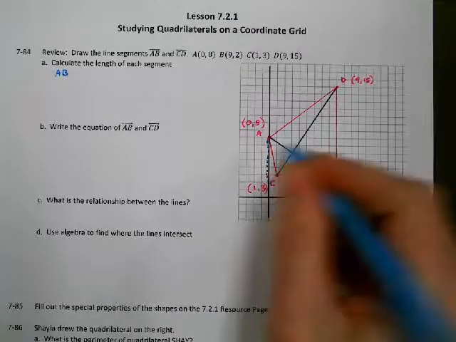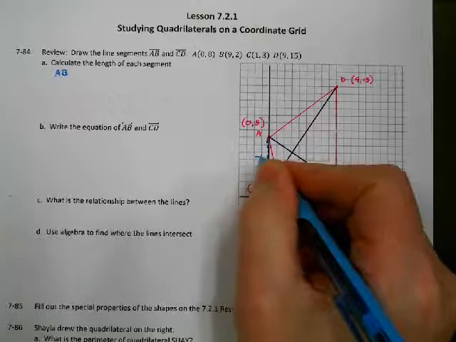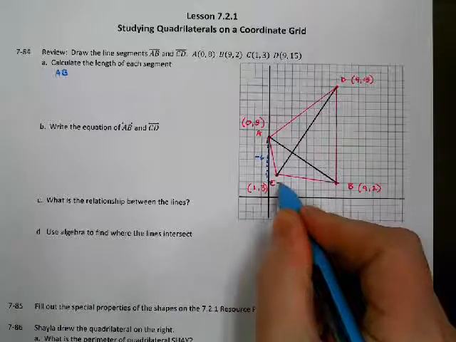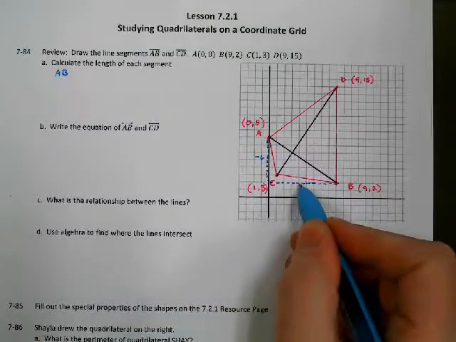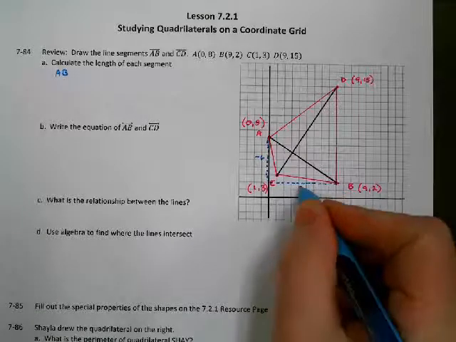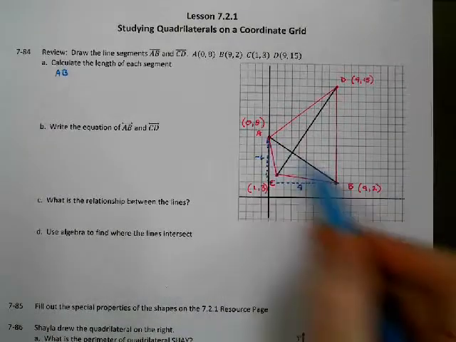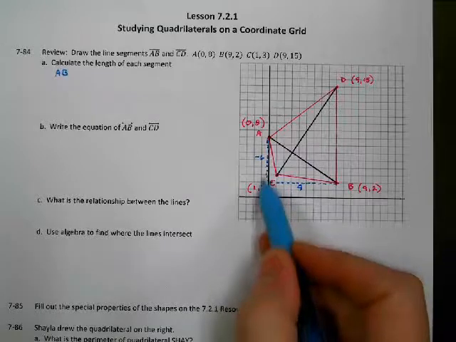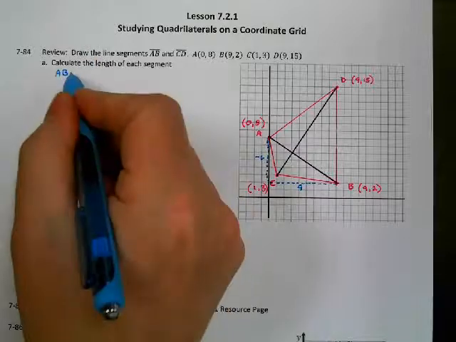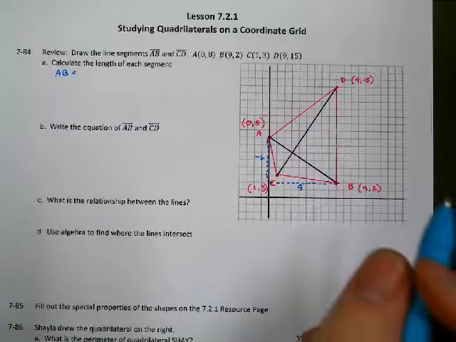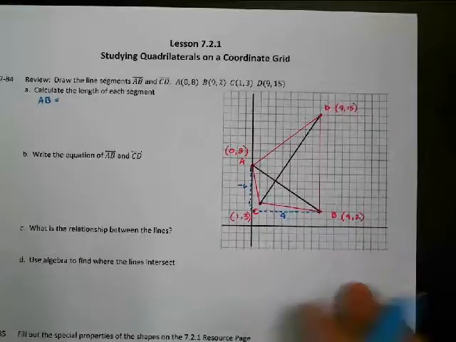It looks like we're going to go down a total of 1, 2, 3, 4, 5, 6. So we go down 6. And then we go this direction for a total of 9: 1, 2, 3, 4, 5, 6, 7, 8, 9. All right, the purple line, segment AB, is going to be the hypotenuse. So that's a distance of 6 and a distance of 9. We can say a squared plus b squared equals c squared.